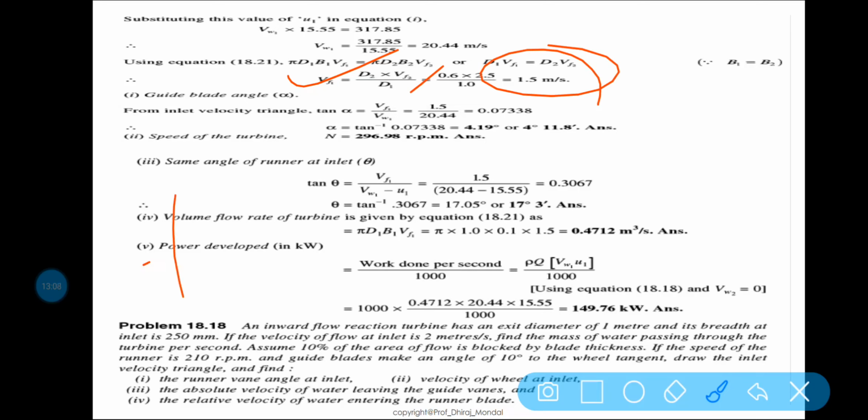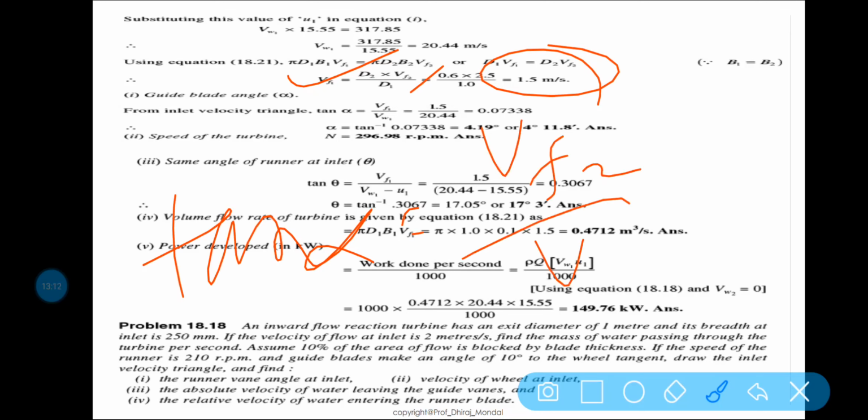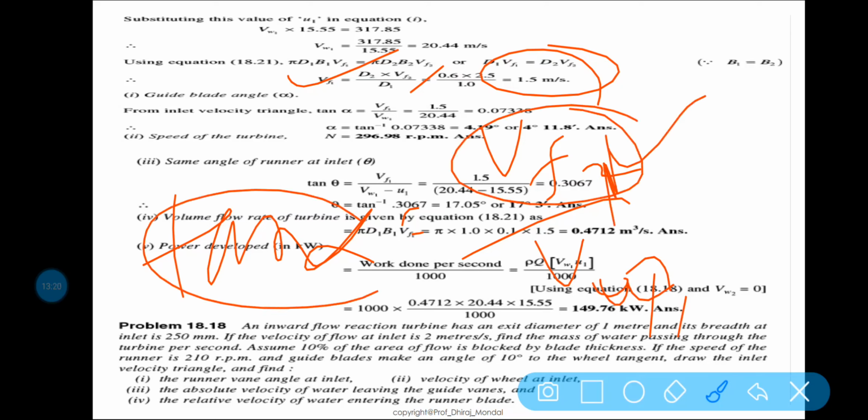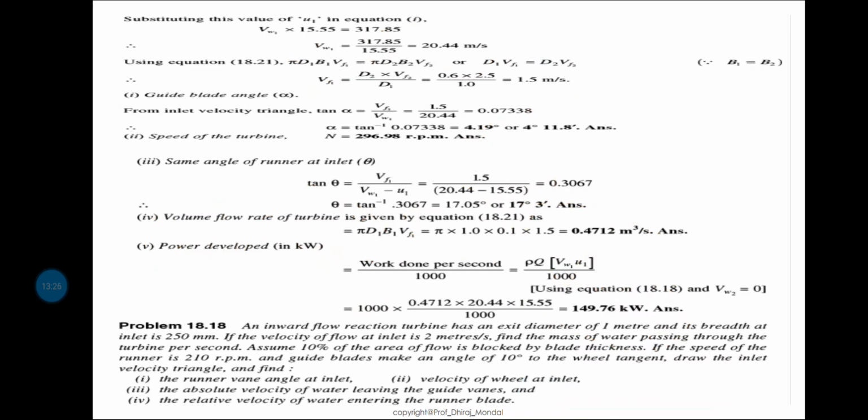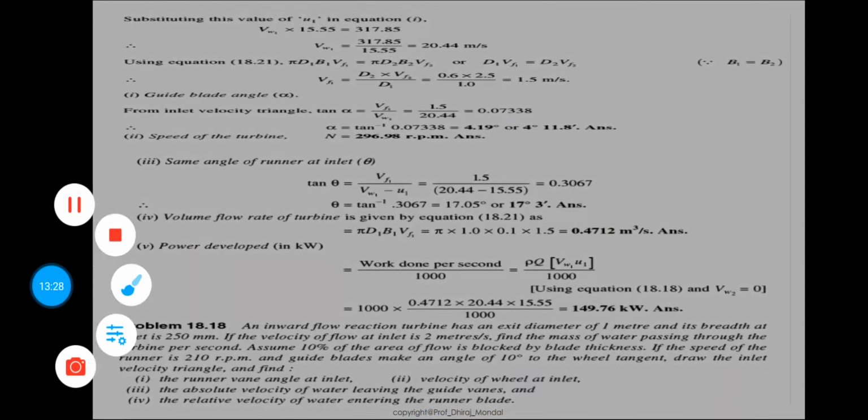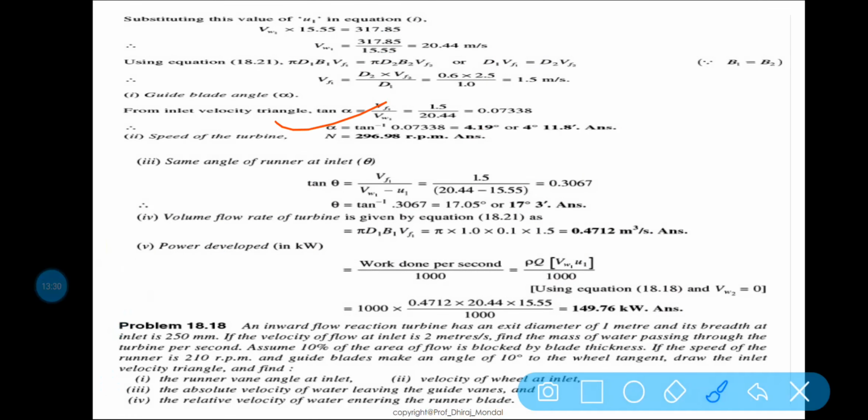Now what is tan alpha? Tan alpha is equal to vf1 by vw1. This one is your v1. So vf1 I have got right now, tan alpha I have to calculate. vw1 is already calculated from here, isn't it? So alpha is what? Alpha is equal to 4.19 degree. Okay, and the speed of the turbine is 296.98 rpm.